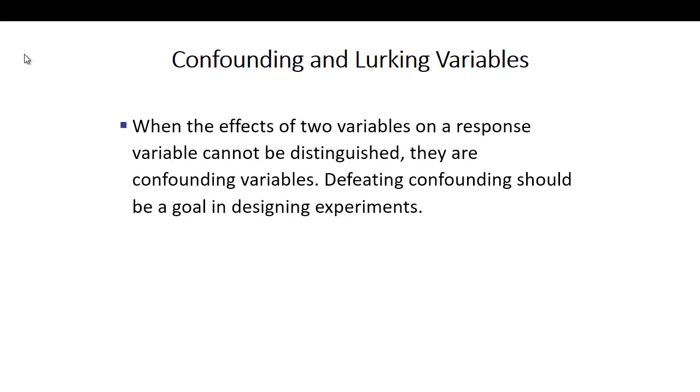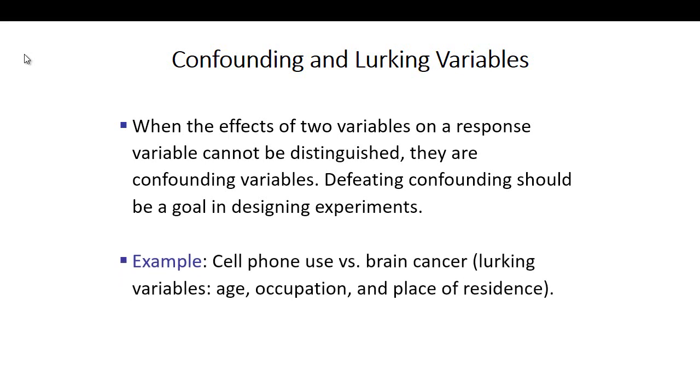Confounding and lurking variables, again, we have looked at them before. When the effects of two variables on a response variable cannot be distinguished, they are confounding variables, and defeating confounding variables should be a goal in designing experiments. For example, cell phone use versus brain cancer. The possible lurking variables could be age, occupation, and the place of residence.